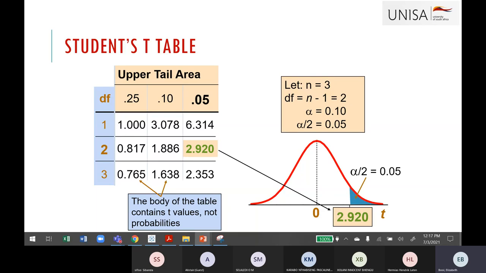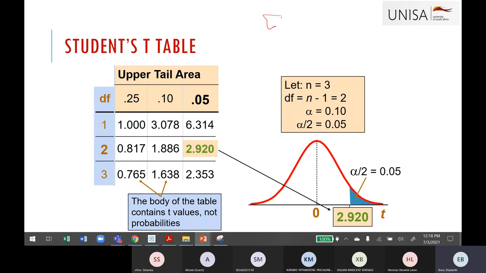And we learned how to find the critical value on the t-table. Just to refresh our mind, at the top, we look at the upper tail area of the table to look for the probability. And we look for the degrees of freedom on the left side of the table. And where they both meet, that's where you will find your critical values. Different to how you find the critical value with the Z table.